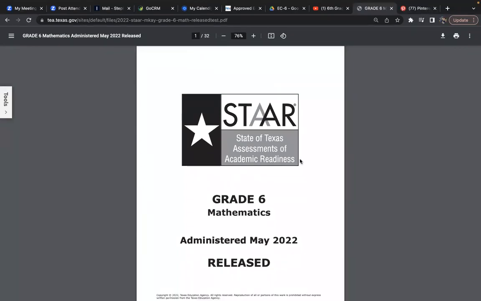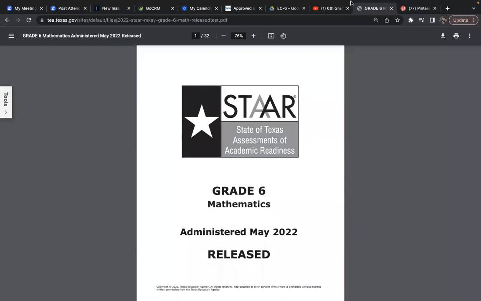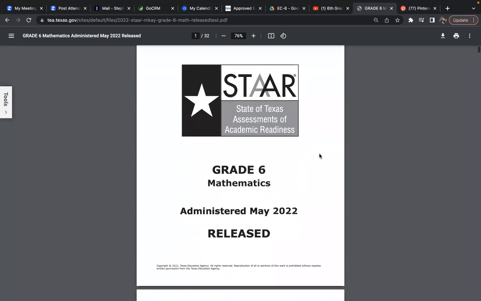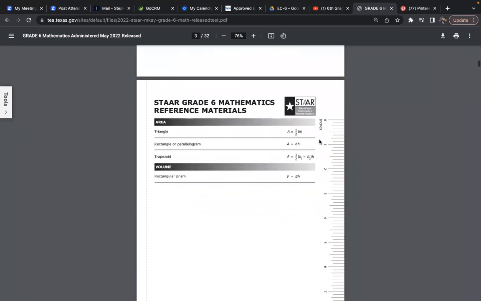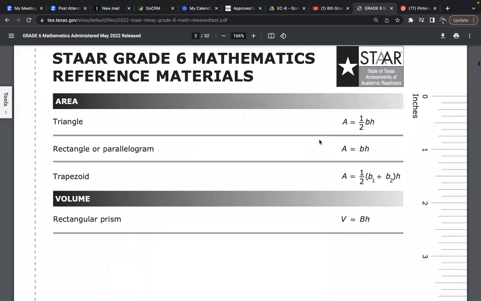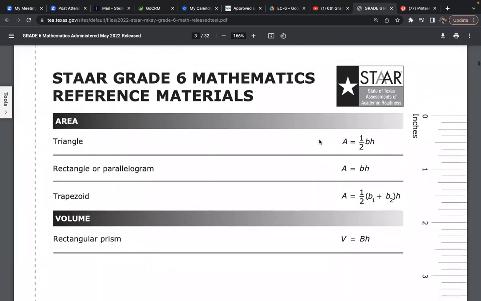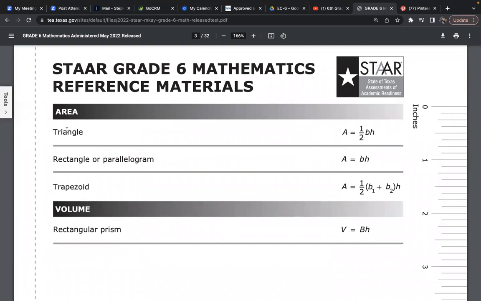Once you do that, the deep dive of your TEKS and your standards, I want you to know the formulas and how to utilize them, right? The area. Oh, okay.